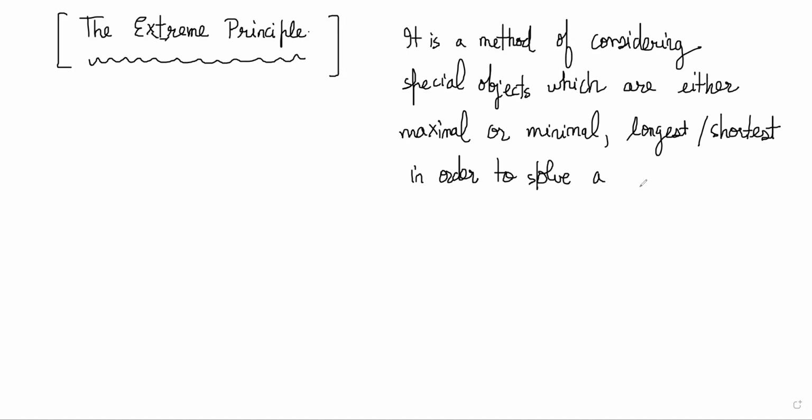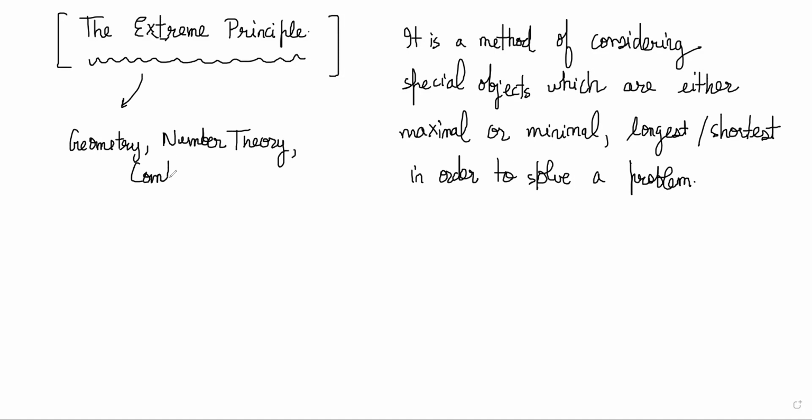So the best way to explain it is through examples, but I want to outline certain things before we do that. You can see applications of this in geometry, in number theory, in combinatorics. You'll see applications of the extreme principle in all of these fields. But the thing to remember is you usually use this principle to prove the existence of certain objects, certain maximal or minimal objects.